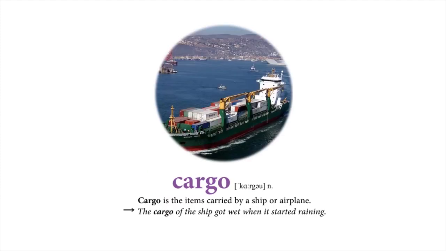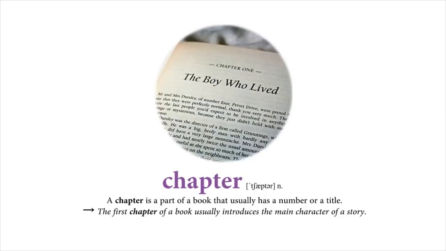Cargo. Cargo is the items carried by a ship or plane. The cargo of the ship got wet when it started raining. Chapter. A chapter is a part of a book that usually has a number or a title. The first chapter of a book usually introduces the main character of a story.